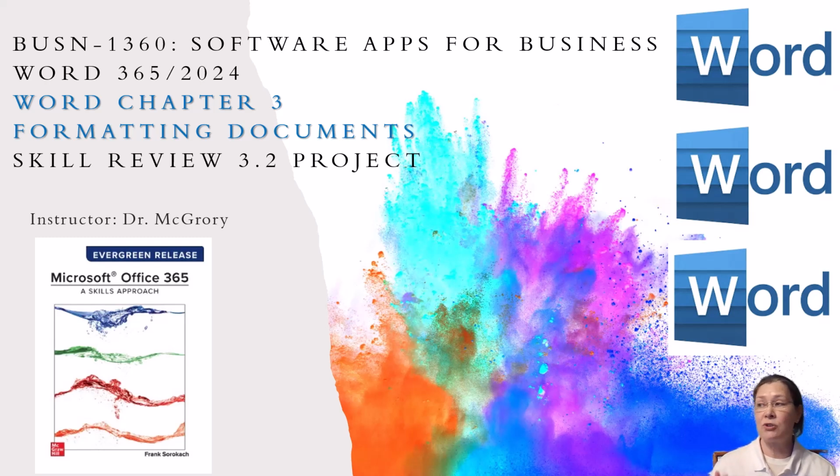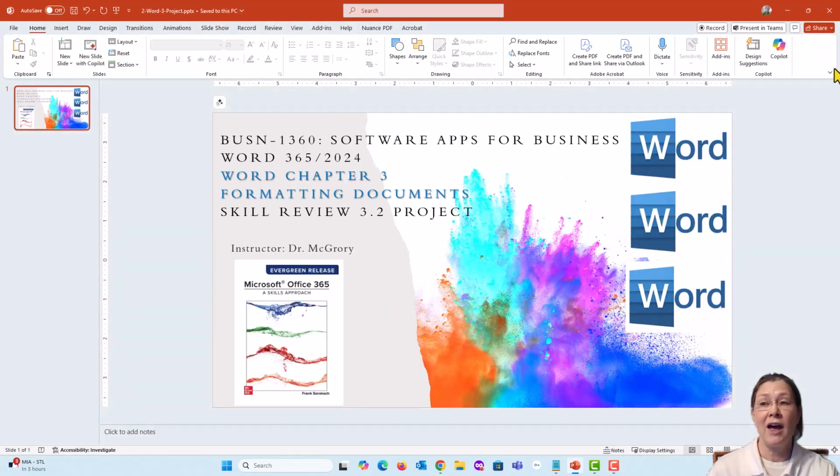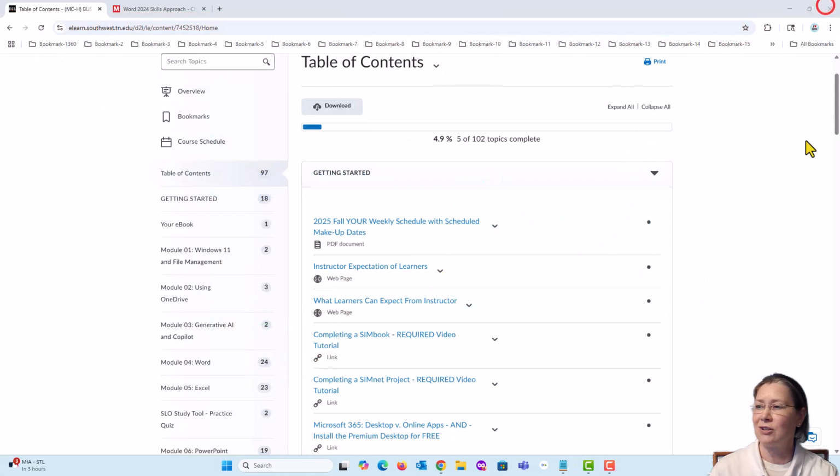So today we start into Word Chapter 3, which is all about formatting documents. Our skill review project today is 3.2. This is the assigned project, and it presents a lot of challenging concepts. I think you're going to like it. Let's just go ahead and jump in and get started.